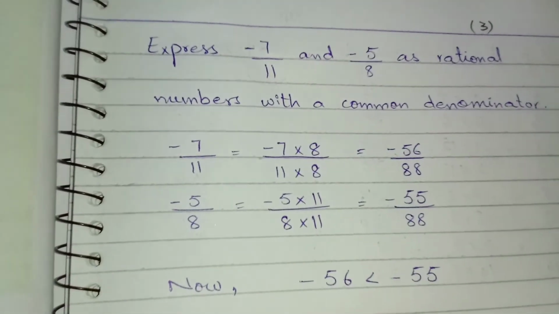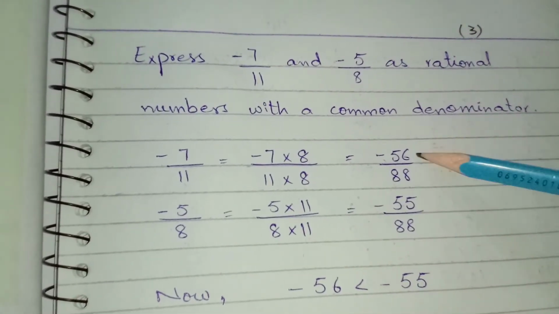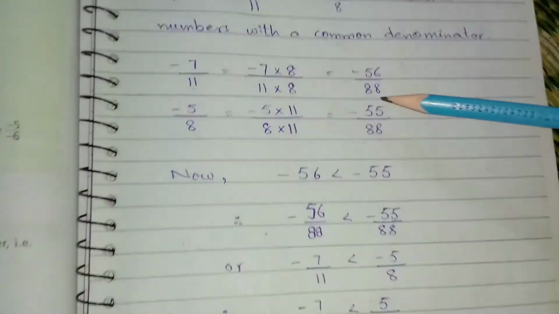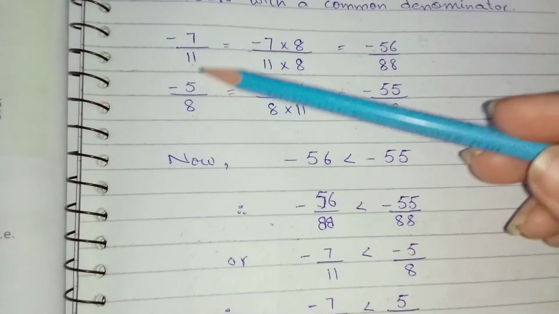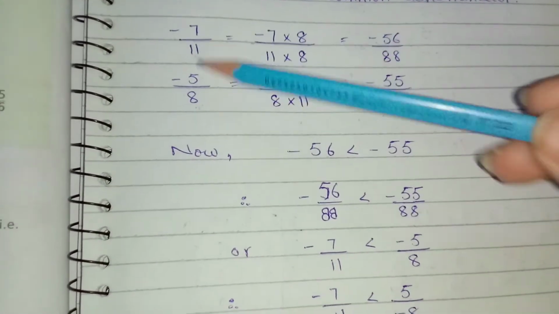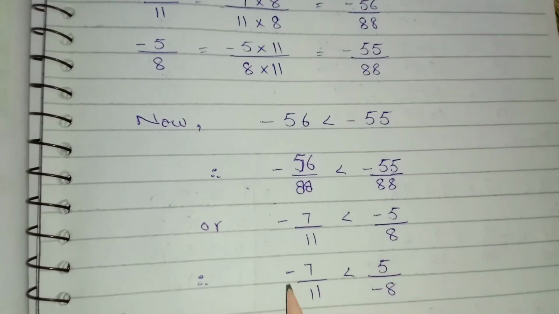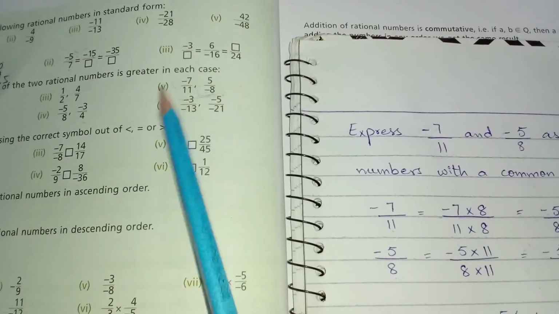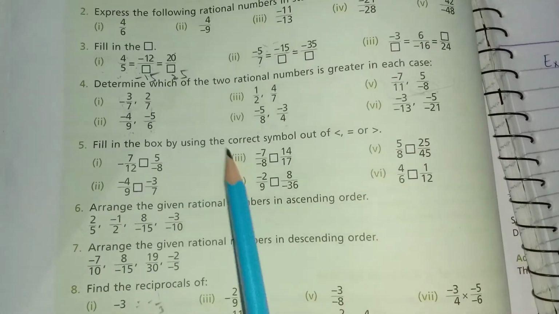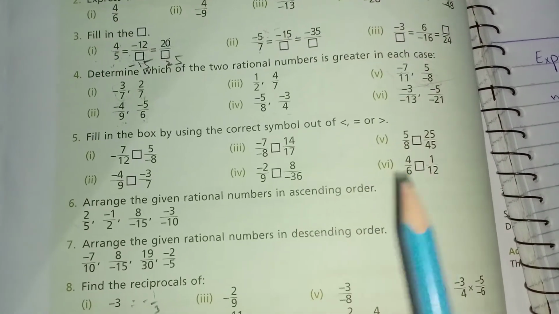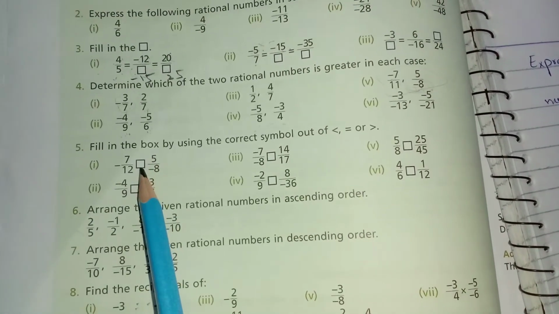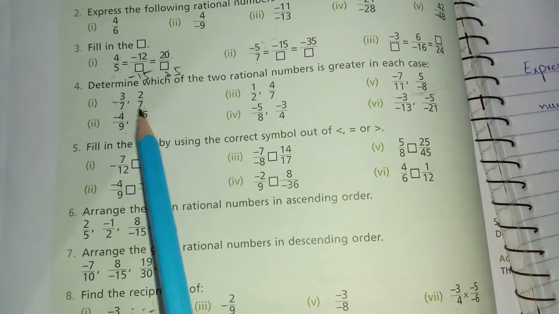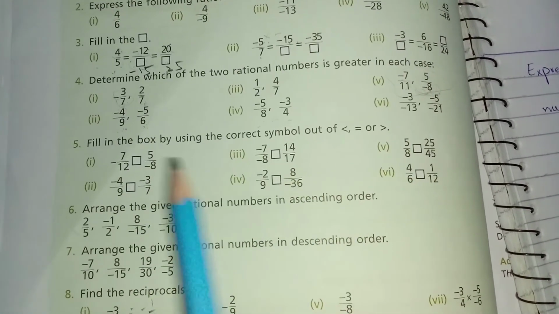Now we have to compare their numerators. Minus 55 is greater than minus 56, so minus 55 over 88 is also greater than minus 56 over 88. This implies that minus 55 over 88, which means minus 5 over 8, is also greater than minus 7 over 11. So in the given values, minus 7 over 11 is less than 5 over minus 8. Student, question number 5 is to fill in the box using the correct symbol: less than, greater than or equal to. Minus 7 over 12 is greater, smaller or equal to 5 over minus 8. Solve it by this method and then put the sign. You can solve it easily.